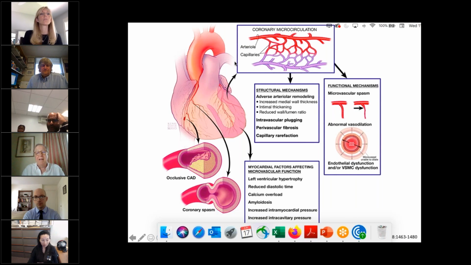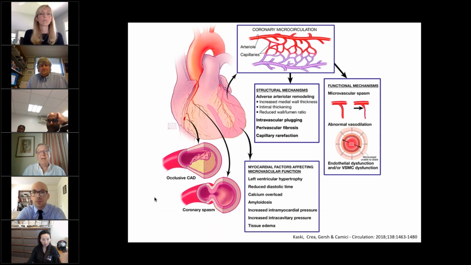On the right side and on the top of the panel, you see that in addition to ischemia caused by epicardial disease, the ischemia can also be induced by dysfunction of the microcirculation. And the microcirculation runs within the wall of the left ventricle. So these are what we call intramural vessels, and these are the vessels responsible for the regulation of myocardial blood flow. And coronary microvascular dysfunction can be due to three distinct causes. One is linked to structural changes.